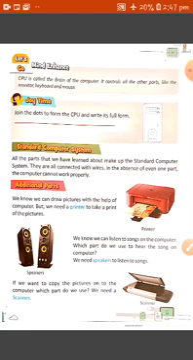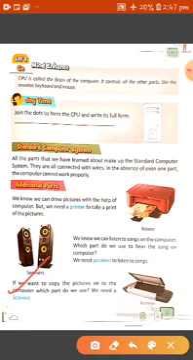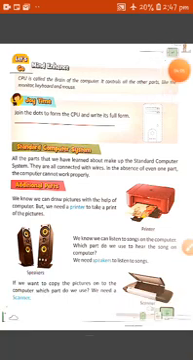Now next topic, scanner. If we want to copy the pictures onto the computer, which part do we use? We need a scanner. Yes, a scanner helps us to scan the picture.